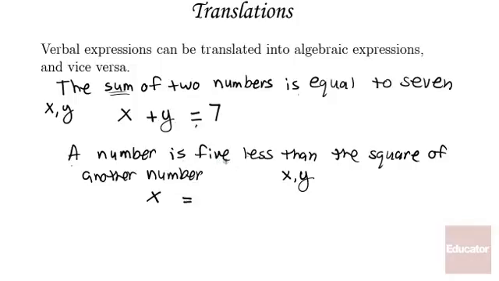With 5 less than or something less than, the temptation is sometimes to say 5 minus. But that's not correct. What this is saying is look at what comes after, the square of another number, and subtract 5 from that. So a number is, and then 5 less than, what is it 5 less than? Well, the square of another number. I'm calling my other number y. So y squared minus 5, not 5 minus y squared. So checking it, a number, x, equals 5 less than the square of another number. So y squared minus 5.